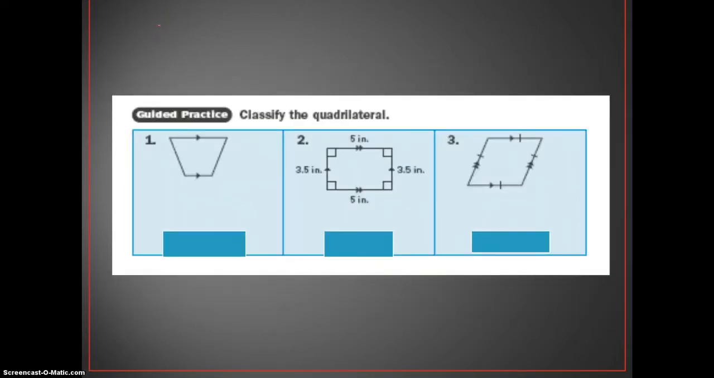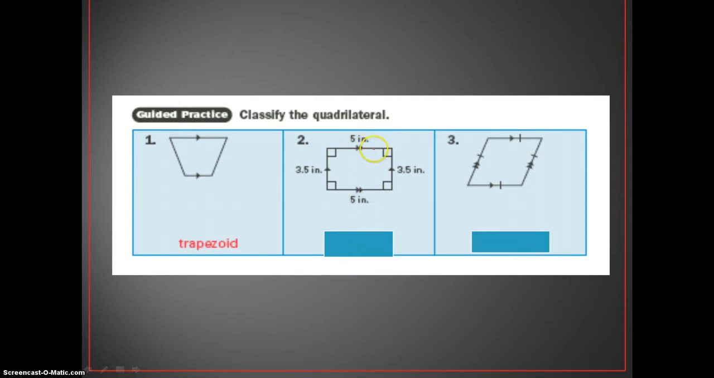Try numbers 1, 2, and 3. Remember, look at your vocab for the classifications, or it could be a rectangle, it could be a square, which you should know the definition of. Number 1, there is one pair of parallel sides. I know this because of the triangles. This is a trapezoid. Again, just calling it a quadrilateral is not the best classification. They're all quadrilaterals that I'm talking about.